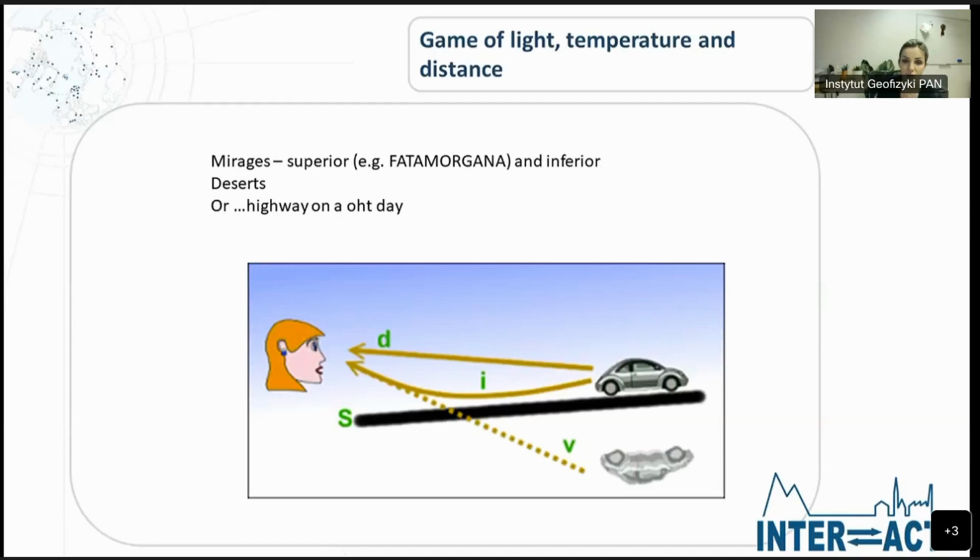So these phenomena are quite well known from deserts, for example. In deserts, we observe so-called mirages, and we distinguish two basic types of mirages. So there's a superior mirage and an inferior mirage. An example of a superior mirage is the so-called Fata Morgana. The name comes from the Morgana fairy, from legends of King Arthur.